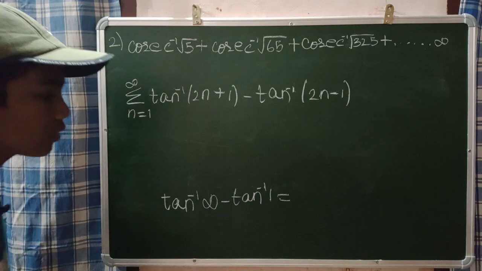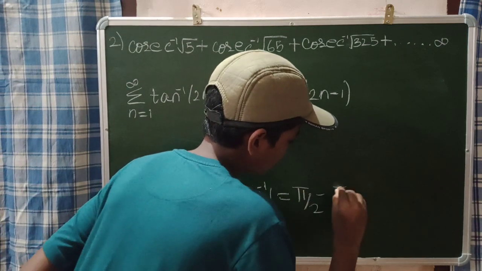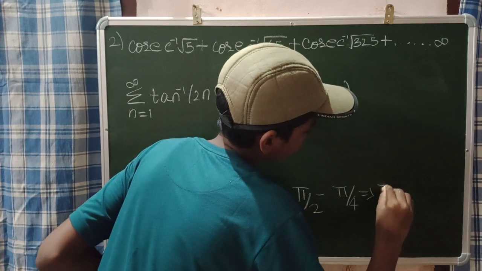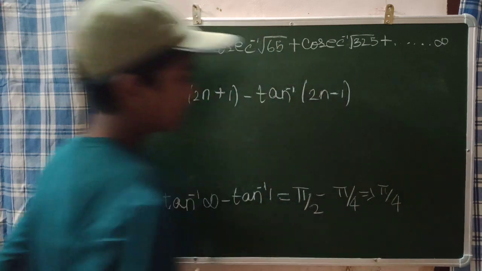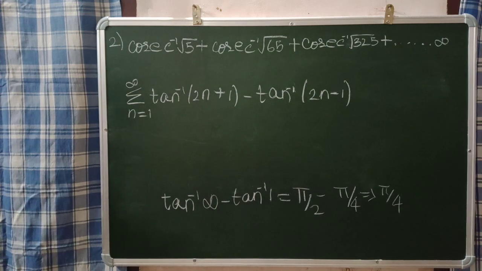So what is tan inverse of infinity? That is pi by 2. What is tan inverse of 1? That is pi by 4. So pi by 2 minus pi by 4 will be pi by 4. And that's the answer. And guys, I know some people already will tell the answer is pi by 4.